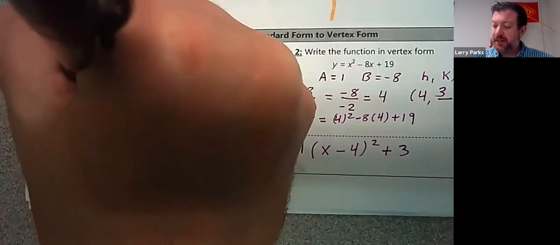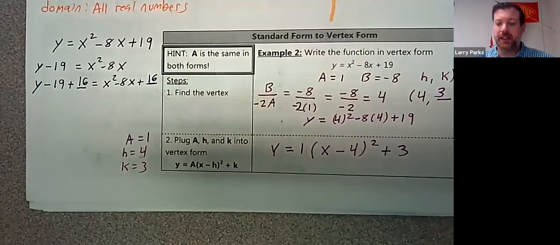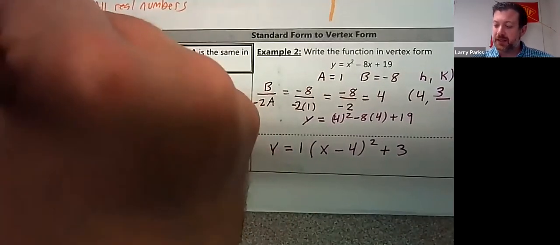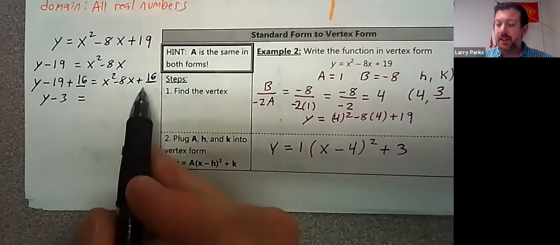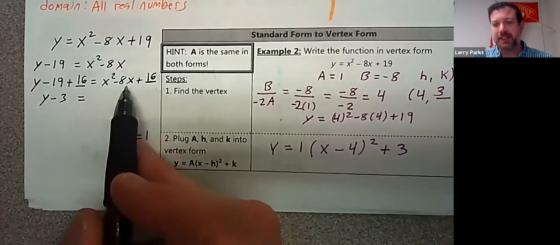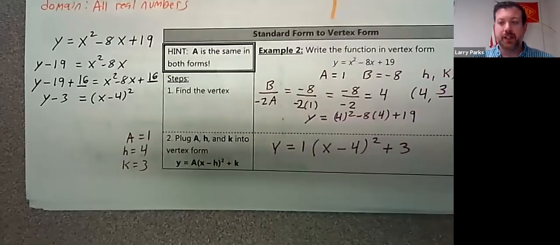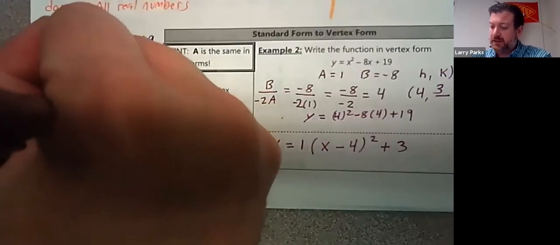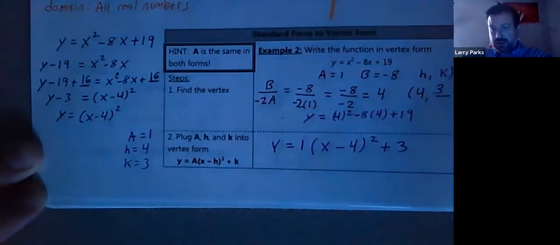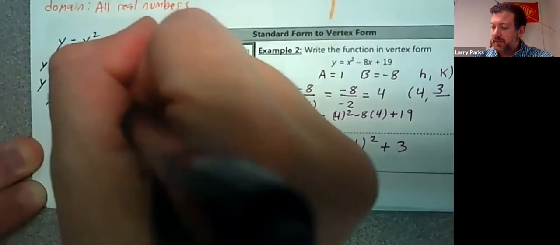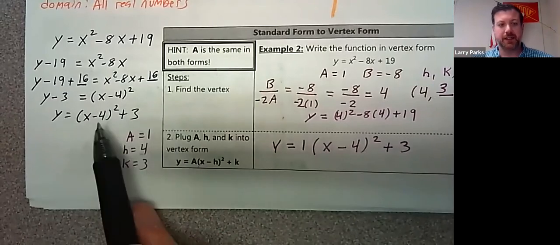And again, I don't necessarily recommend this way. And then negative 19 plus 16 is minus 3. And then what multiplies to 16 but adds to negative 8 would be negative 4, negative 4. So you get x minus 4 twice. And then move the 3 back over. Notice I got the same thing.